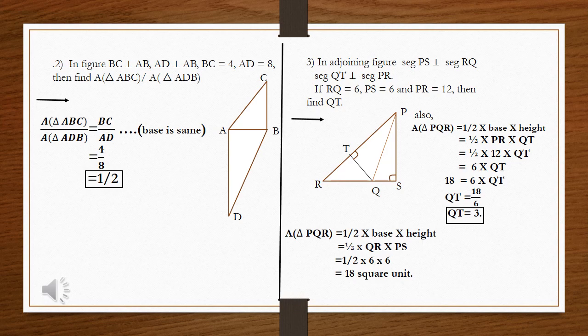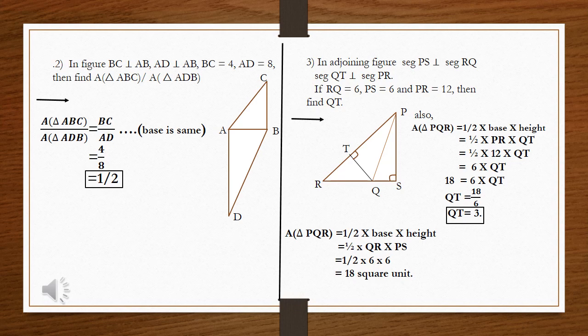As we know, if the base of both triangles is the same, then we can write the ratio of their areas is equal to the ratio of their respective heights. So we can write area of triangle ABC upon area of triangle ADB equal to BC upon AD. So by putting values we get 4 upon 8 equal to 1/2. Okay. Now let us take the third example.